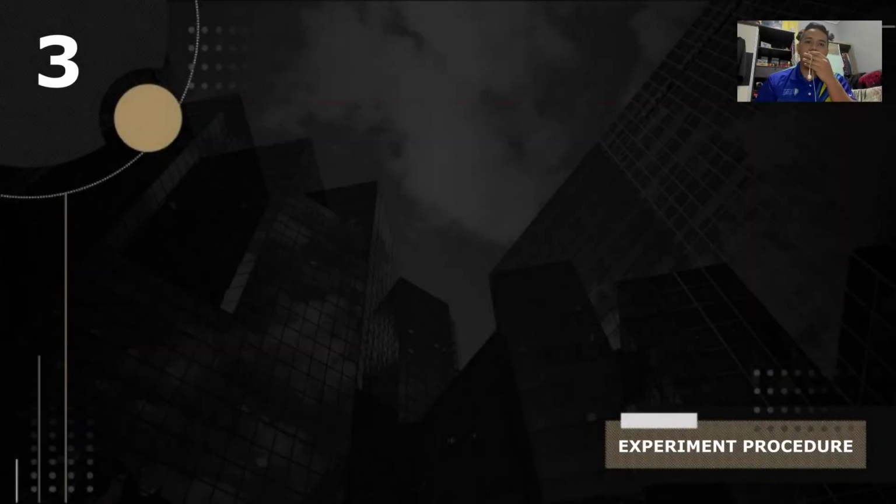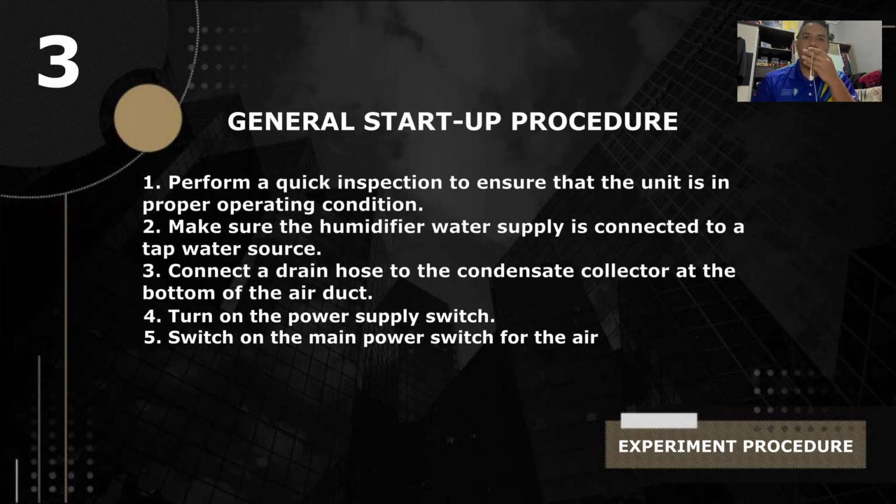Next, for the experiment procedure. First, for the general startup procedure, first we must perform a quick inspection to ensure that the unit is in proper operating condition. 2. Make sure the humidifier water supply is connected to a tap water source. 3. Connect a drain hose to the condensate collector at the bottom of the air duct. 4. Turn on the power supply switch. 5. Switch on the main power switch for the air.